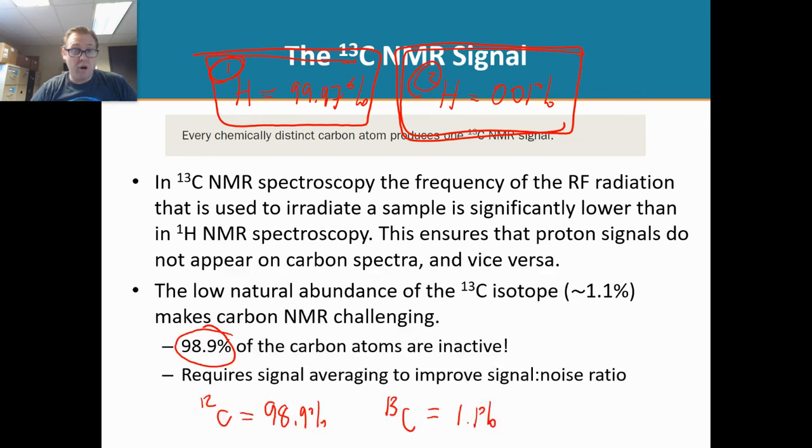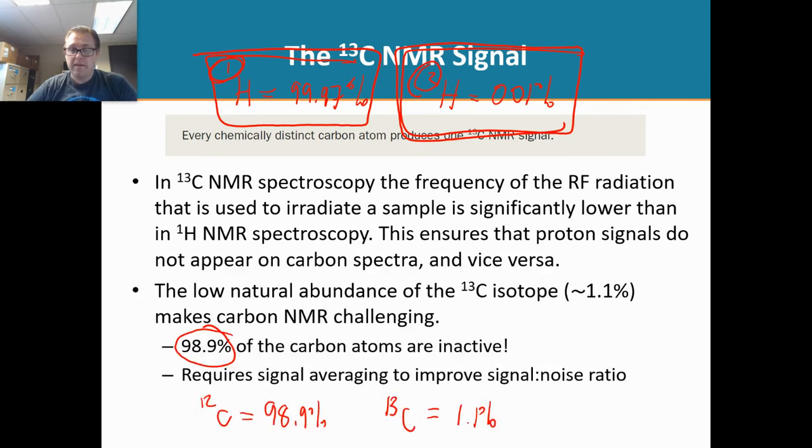So when you're looking at a molecule, 98% of the carbon in that molecule is NMR inactive. It does not give us an NMR spectrum. And the reason why the majority of the carbon atoms don't give us an NMR spectrum is because the majority of them are even, carbon-12. Remember, in order to have an NMR active species, this number right here needs to be odd.